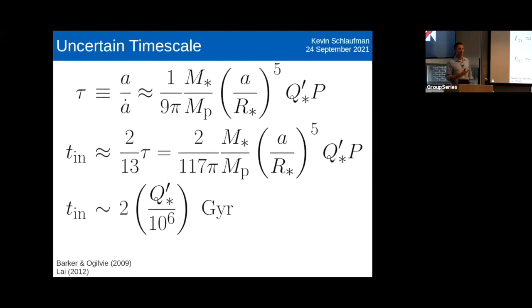So it could easily be the case that this tidal dissipation timescale is less than a gigayear, or it could be 20 gigayears, that is longer than the main sequence lifetime of the star. And theoretical models are not in general able to predict what that parameter is. So one needs to go out and observationally test the question whether or not hot Jupiters are decaying on a timescale which is comparable to the main sequence lifetime of their host.